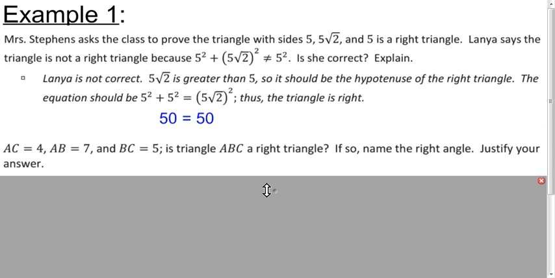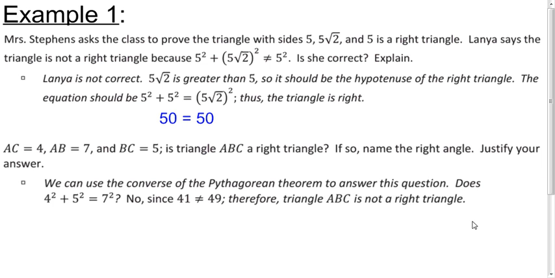Same idea here. Would these side lengths give us a right triangle? If so, what would the right angle be? Well, the longest side here is AB. So if it were a right triangle, then the right angle would have to be angle C. It's the angle opposite side AB. But we don't have to worry about that because when we substitute into our equation, we end up with 41 equals 49, which is false. So it's not a right triangle.